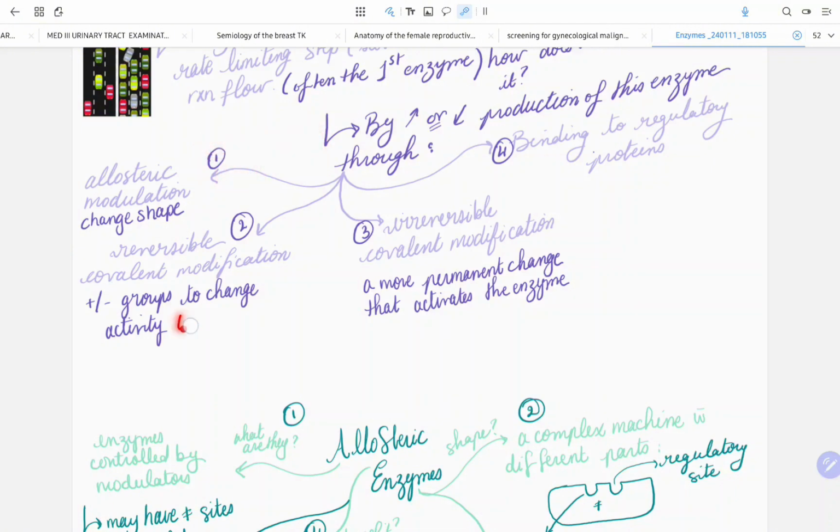Reversible covalent modification: something binds to this enzyme and it changes the activity of this enzyme. It's either activated or deactivated. Irreversible covalent modification, it's more of a permanent change to the enzyme. And then the last one is the binding of regulatory proteins that either activate or deactivate this enzyme.